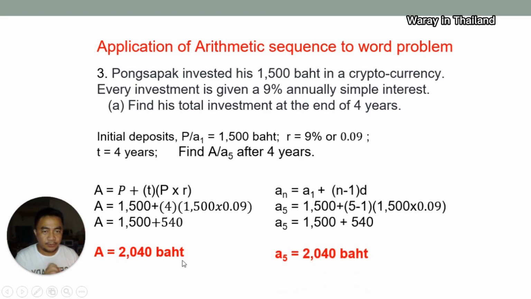Now one more, we have here the solution for the arithmetic sequence. So the same, 5 minus 1, since there are 4 plus 1, and 1,500 times 0.09 times 4 is 540, so we got A5 as 2,040 baht. Okay? Do you have any questions? So I hope that you understand our lesson for today about the application of the arithmetic sequence to the word problem, especially this time about the simple interest.